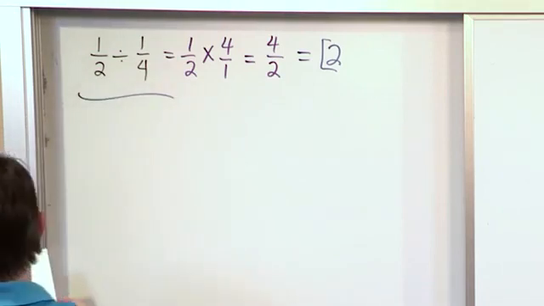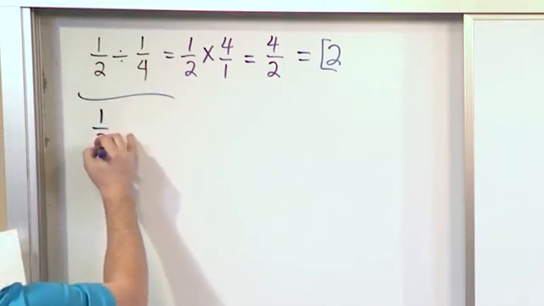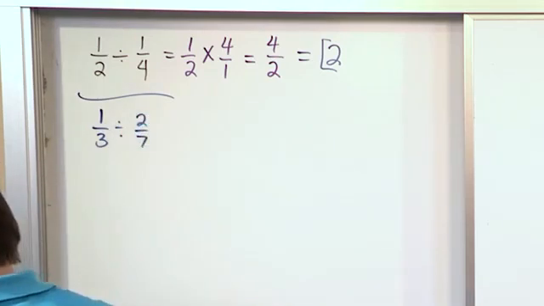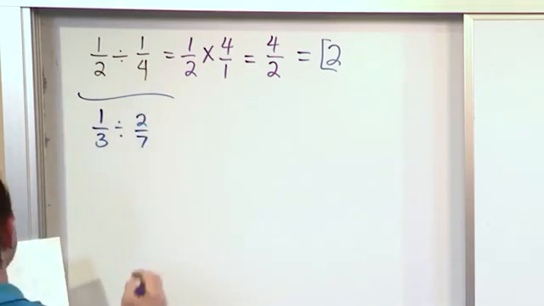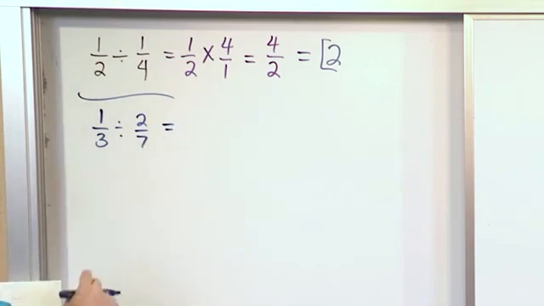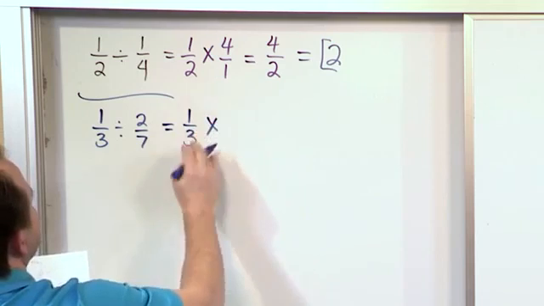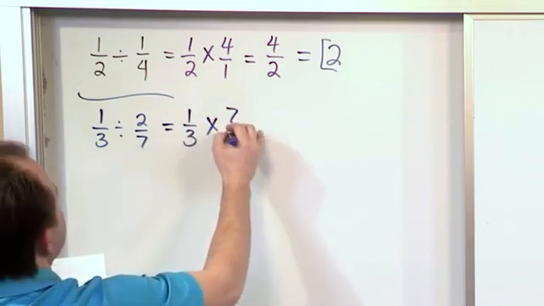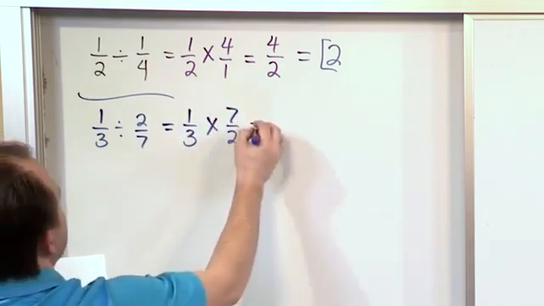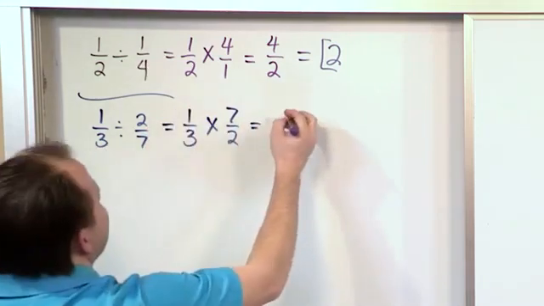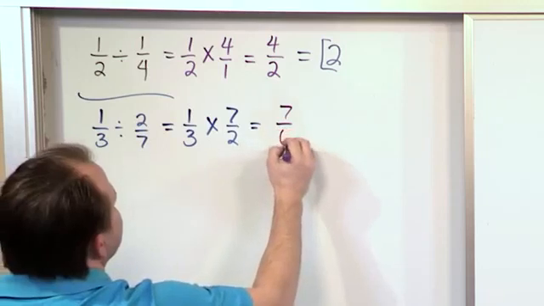So let's see what happens when we have 1/3 divided by 2/7. Well, same sort of thing. We're going to take the first fraction, leave it alone, take the division, change it to multiplication, take this fraction, flip it over. So it'll become 7/2. And then we will multiply. Tops, 1 times 7 is 7. 3 times 2 is 6.